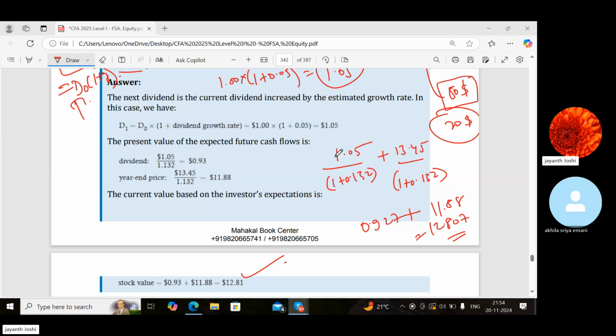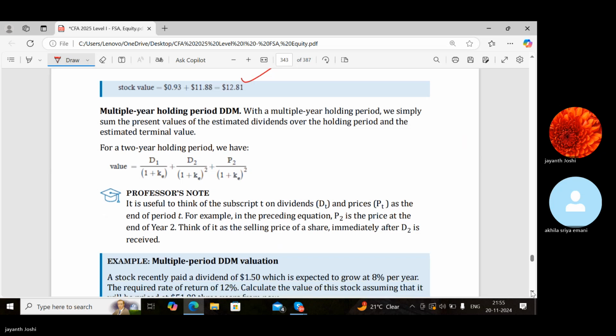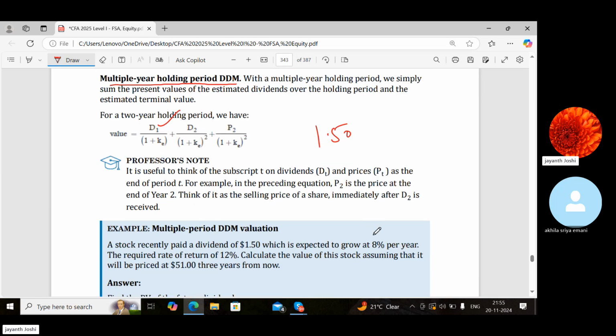After calculating this, let's move forward. As discussed right now, we are doing multiple year holding period dividend discount model. We have been given the data that dividend is going to be 1.50 as per the question, and it's going to grow at the rate of 8% per year for the next 3 years. So 1.50 into 1 plus 0.08, that is 1.08.